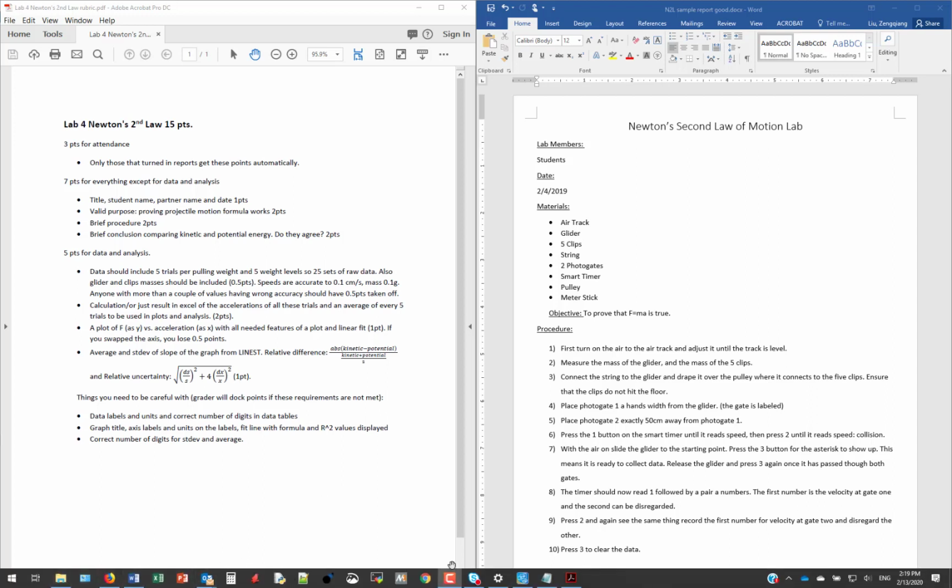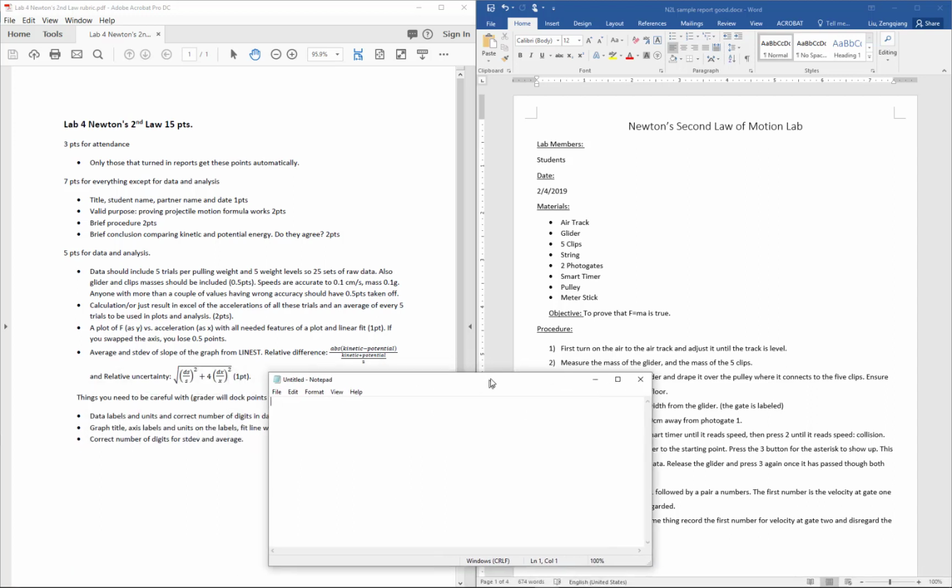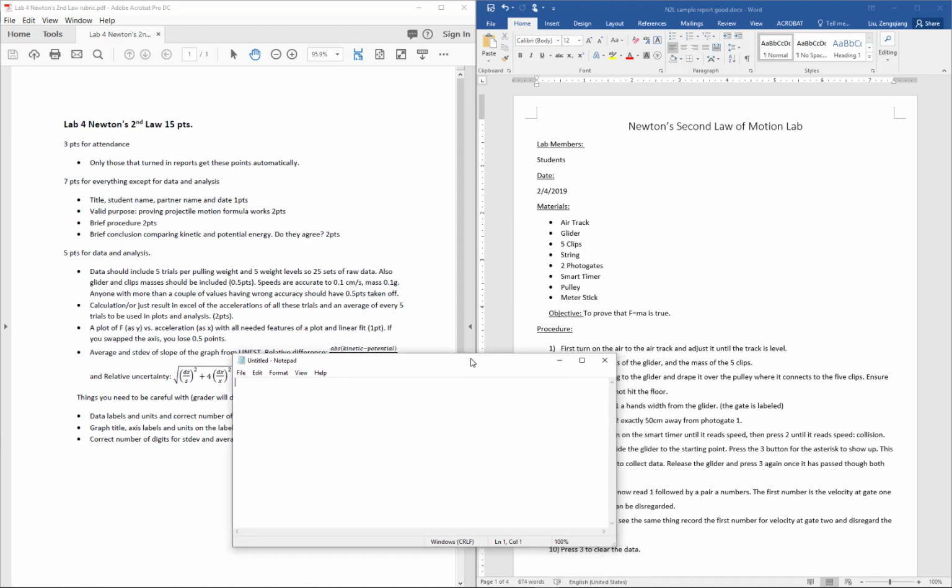So this is a Newton's second law lab, and I have the rubric on the left side, and there's a sample report on the right side. So let's take a look at this report. Title, name, partner name, date, well, those are all there. I removed the student names, so that's good.